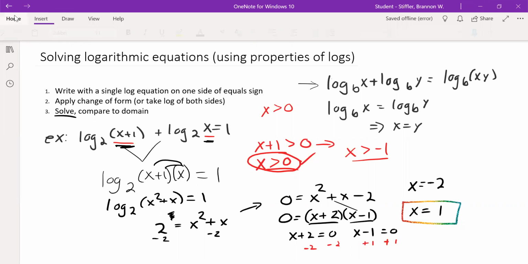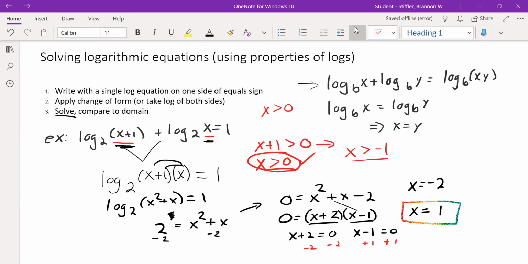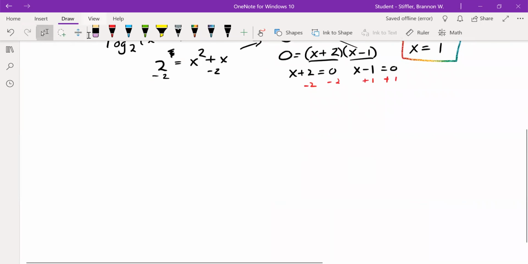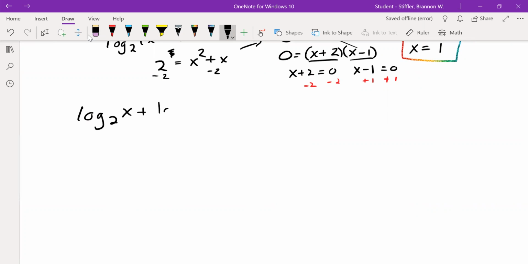So let's try another one. I'm going to stick to log base 2. I'm going to say log base 2, if I can get my pen to write. Log base 2 of x plus log base 2 of x minus 2 equals 3.